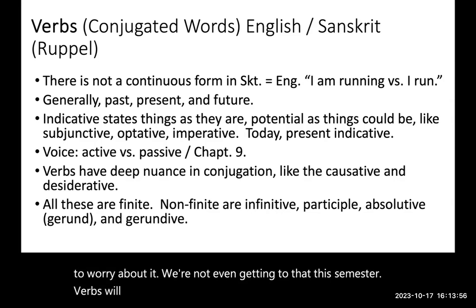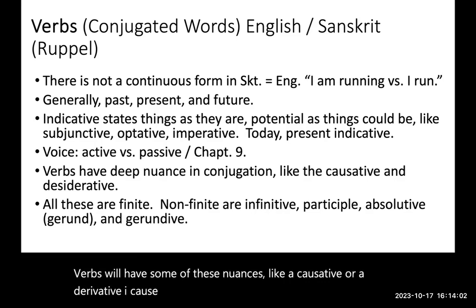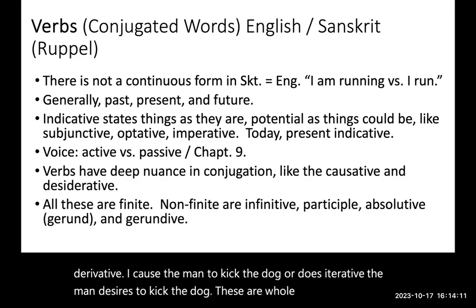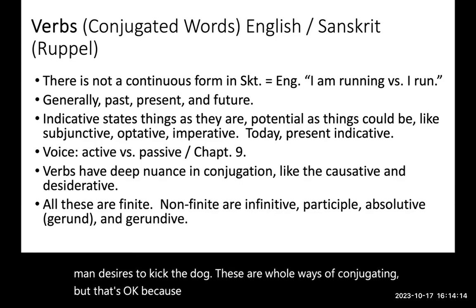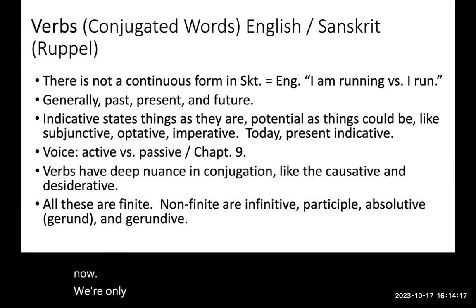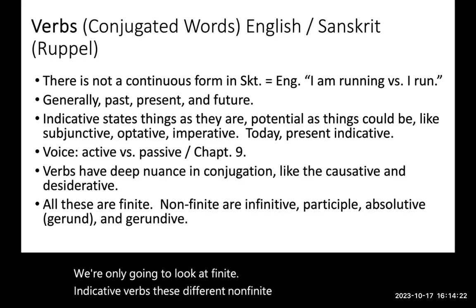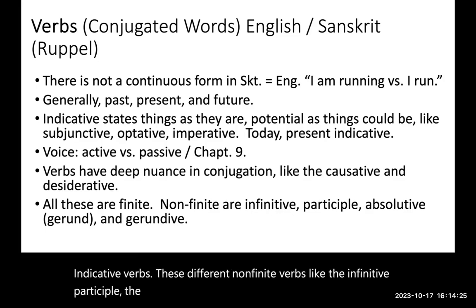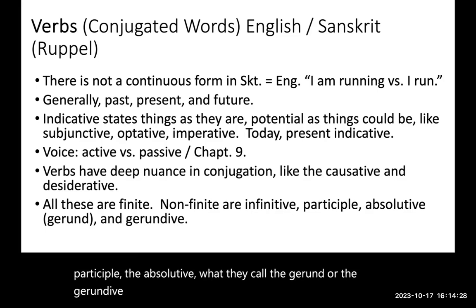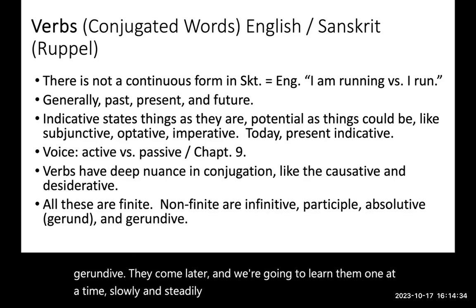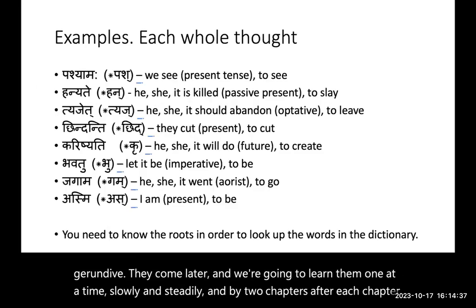Verbs will have some of these nuances, like a causative or a derivative. I cause the man to kick the dog. Or desiderative, the man desires to kick the dog. These are whole ways of conjugating. But that's okay, because we're not going to worry about them right now. We're only going to look at finite indicative verbs. The non-finite verbs like the infinitive, participle, the absolutive, what they call the gerund or the gerundive, come later. We're going to learn them one at a time, slowly and steadily. And by two chapters after each chapter, you'll really understand them.